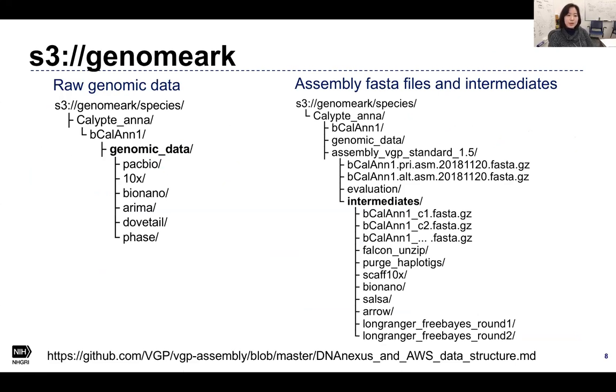And so this is how the GenomeArk storage looks like. It starts with S3 GenomeArk species. Under the species, there goes the species name, which is the ordinal level name, the class name, and the species name. And below that, we assign each genome a unique ID.